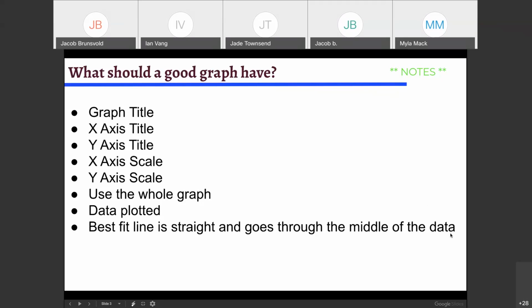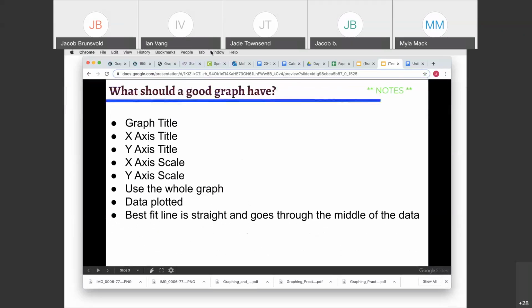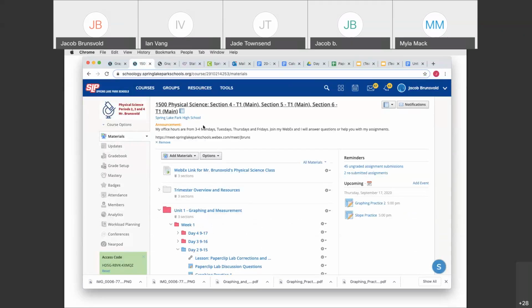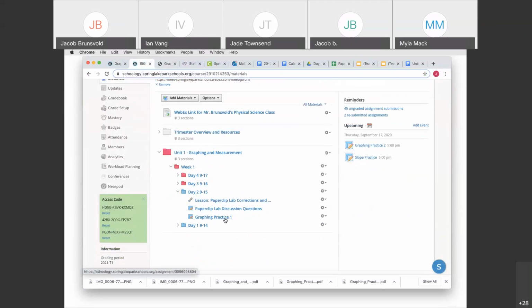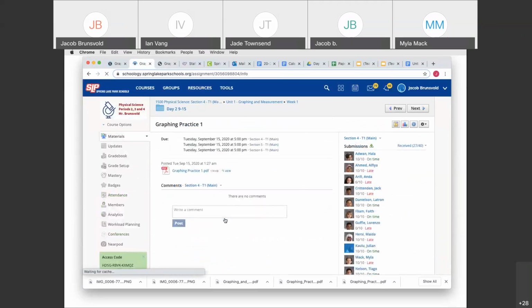Okay, so let's pick a student. And if you're the student that I'm picking on, I apologize. I'm not trying to call you out or anything. I'm just picking an example at random. Okay, so graphing practice 1, that was in day 2, if you haven't started it yet, so you can get going on it. Graphing practice 1. And then let's just pick someone at random.